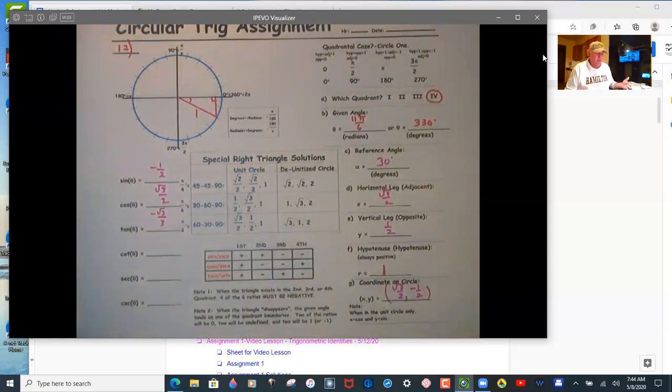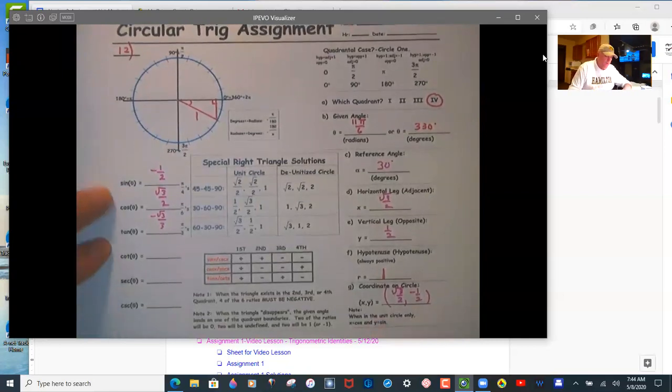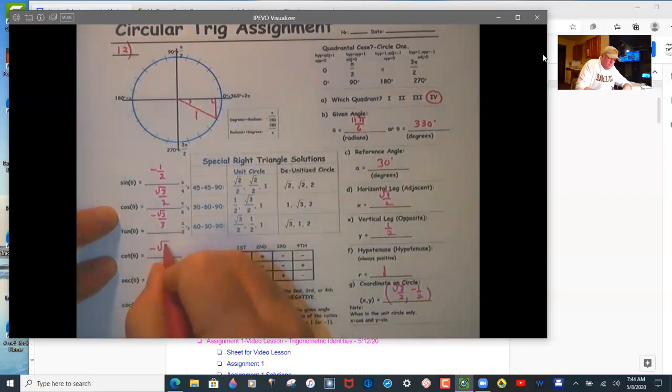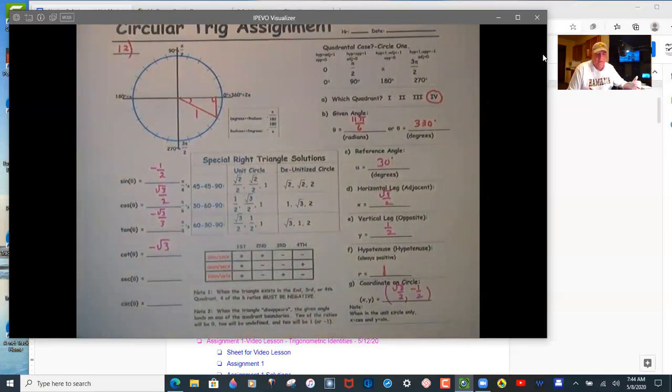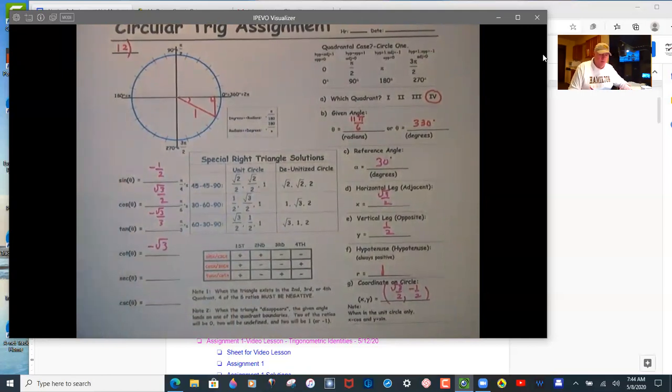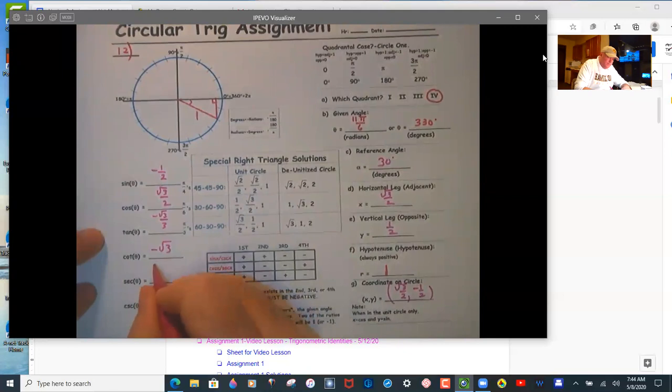Again, use your calculator. Tangent of 11 pi over 6 gives you negative 0.5774. What is that? The square root of 3 over 3. Cotangent is the reciprocal. Okay, and that's going to give you 1.7320, square root of 3. And then secant and cosecant are the other two reciprocals.